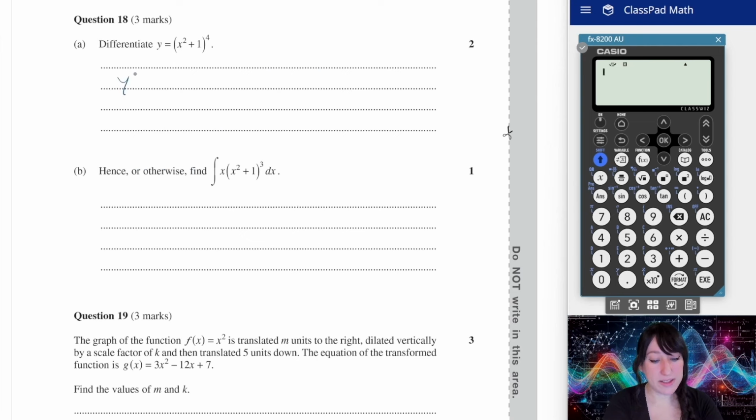So the derivative here is 4 times the inner function unchanged to the power of 3. That's the power rule. Now for the chain rule, we multiply by the derivative of the inside, which is 2x. We can simplify that a little bit. That'll be 8x times the bracket to the power of 3. Now part B, we have hence or otherwise find the integral of x times the bracket x squared plus 1 bracket to the power of 3. So we'll use the result in part A.